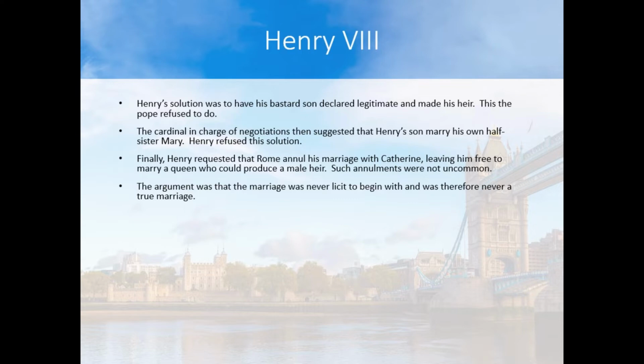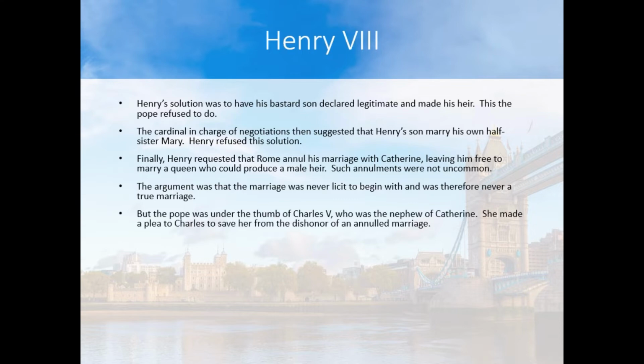Well, that's an easy solution, except for one problem. The Pope was under the thumb of Charles V. Charles V was the emperor. He was the big political head at that time in Europe. And he also happened to be the nephew of Catherine.